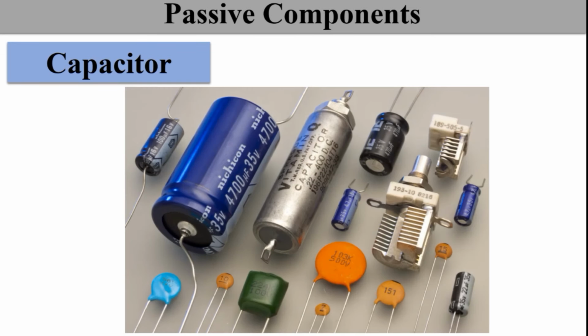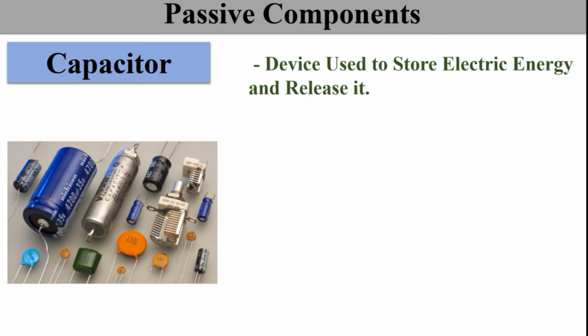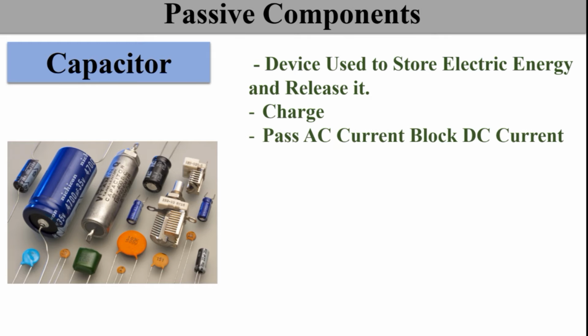Next is the capacitor. On the screen you can see the different capacitor types. Let's understand what is capacitor. A capacitor is basically used to store electrical energy and release it. The stored electrical energy is known as charge. Capacitor has the property to bypass the alternating current through it very easily and oppose the flow of the direct current. In short, it passes the AC current and blocks the DC current.